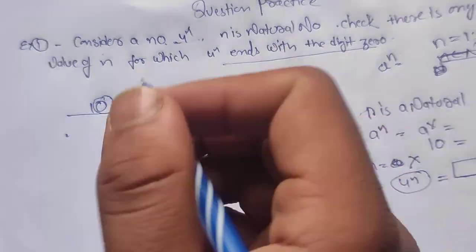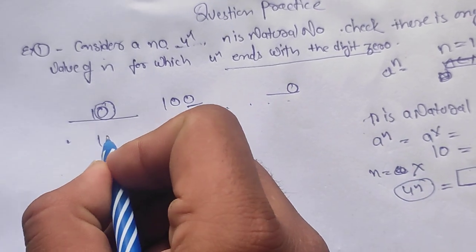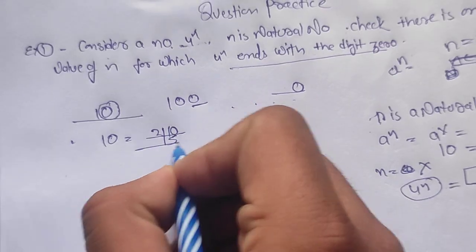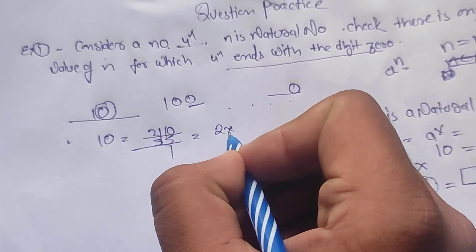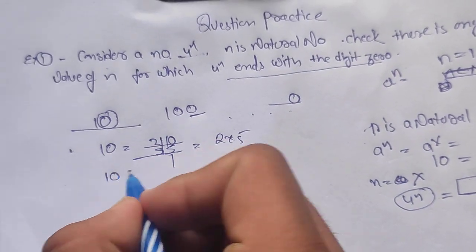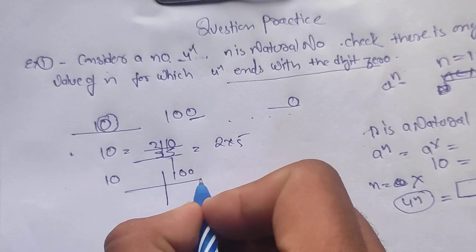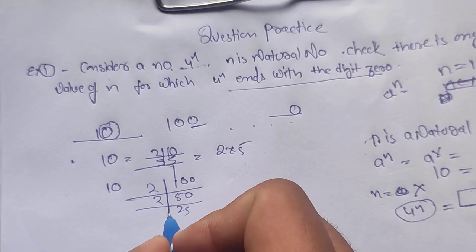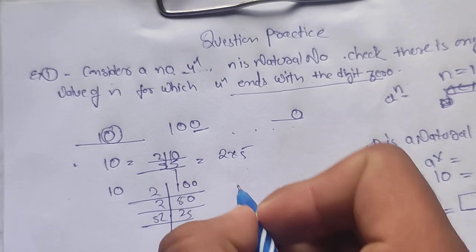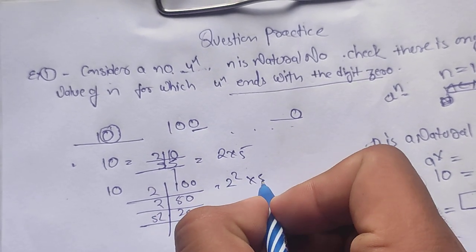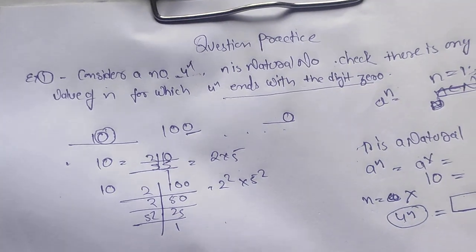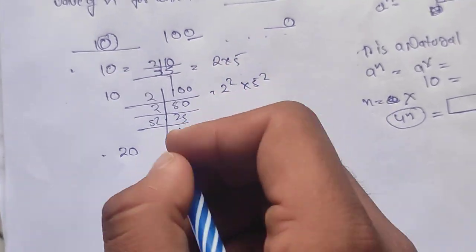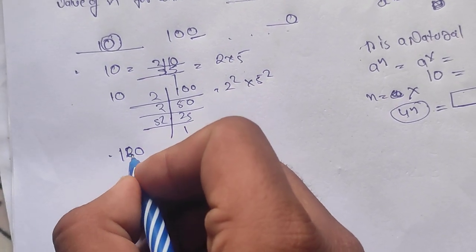First we factorize. For 10 the factorization is 2 into 5. For 100, it is 2 square into 5 square. Okay, this is 2 to the power 2 and 5 to the power 2. And now just imagine 1000.